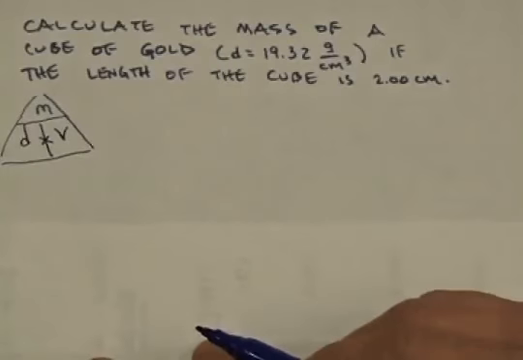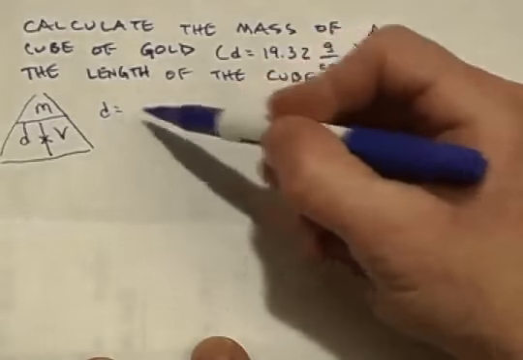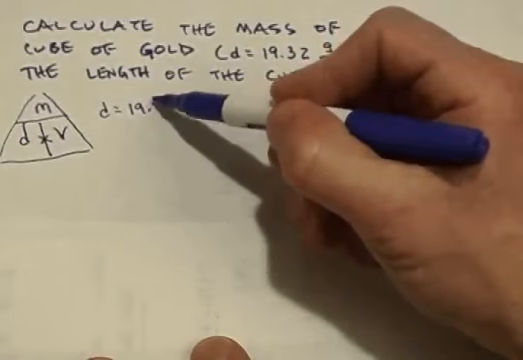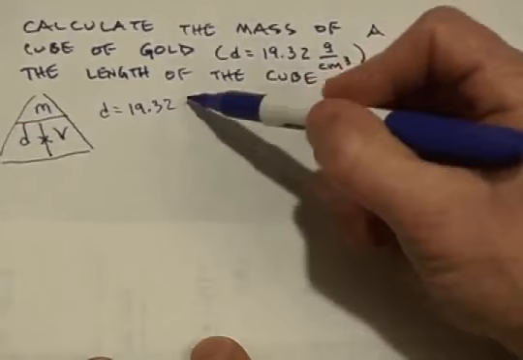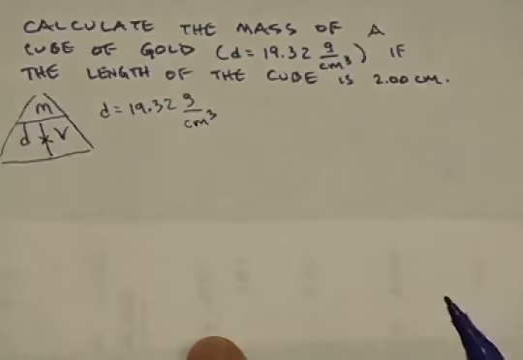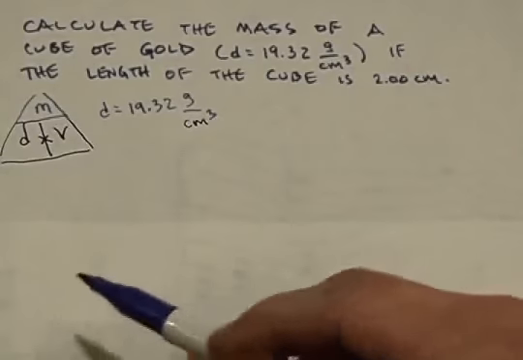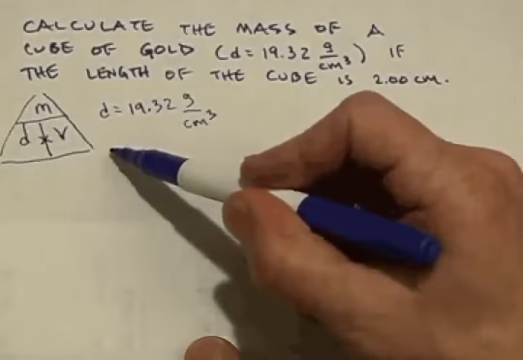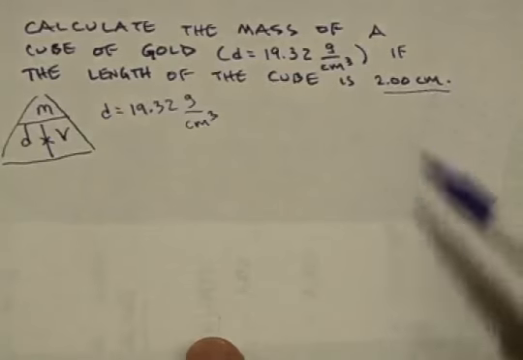So write out what you know first. We know that the density is equal to 19.32, and the units on that are gram per cubic centimeter. Always write your units out. And then the length of the cube is 2 centimeters.